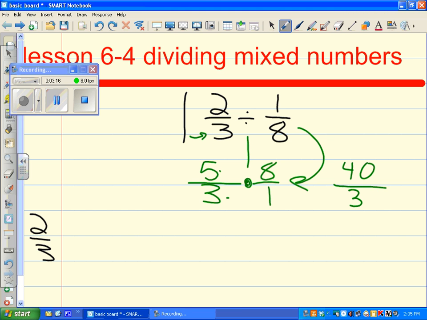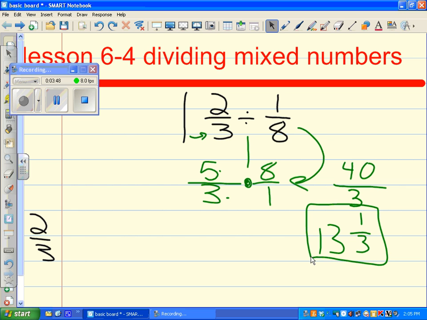How many 3's can I fit into 40? Well, let's see here. 3 times 12 is 36. I could probably fit one more than that, so let's do 3 times 13. 12 times 3 is 36, add another 3, I get 39. 40 minus 39 gives me 1/3. I get 13 and 1/3 as my answer.